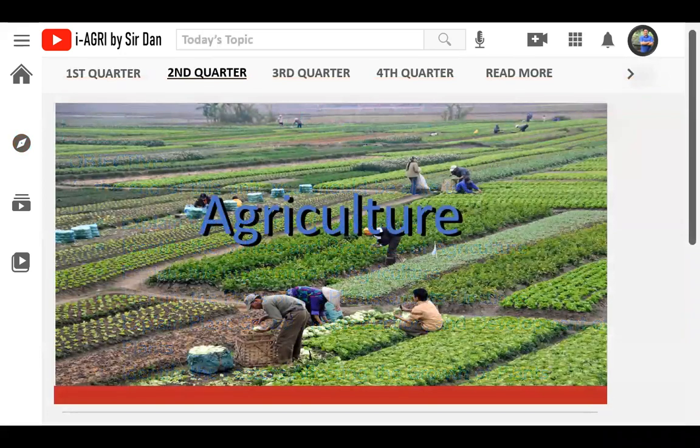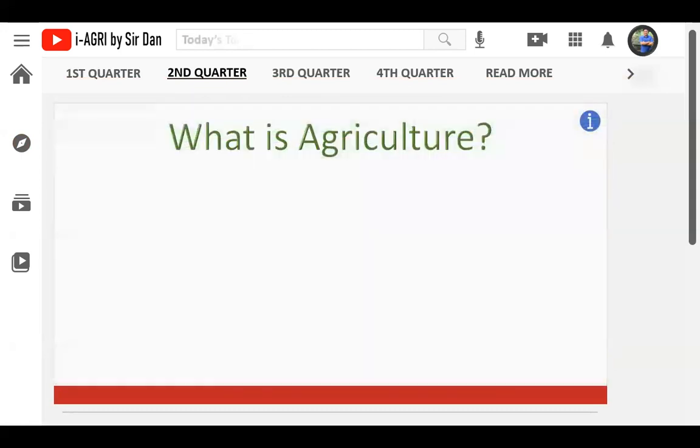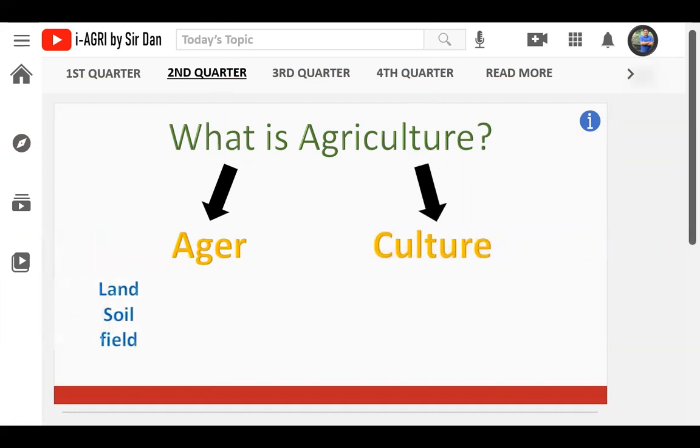First, let's have agriculture as introduction of this lesson. So what is agriculture? Agriculture is derived from two Latin words, ager and culture, which means ager, soil, land, and field, while culture means cultivation. So agriculture means the cultivation of the soil.